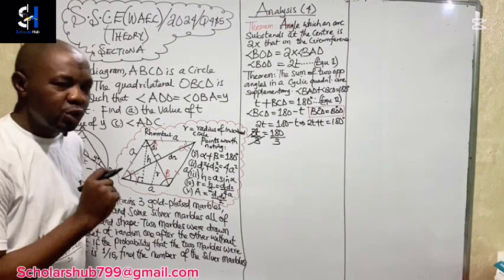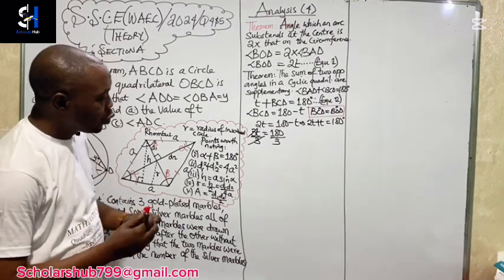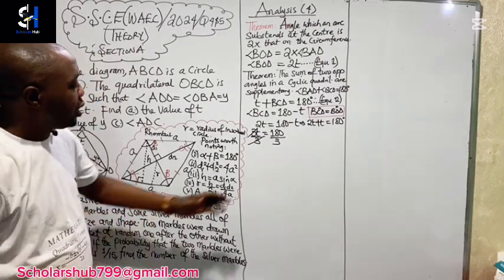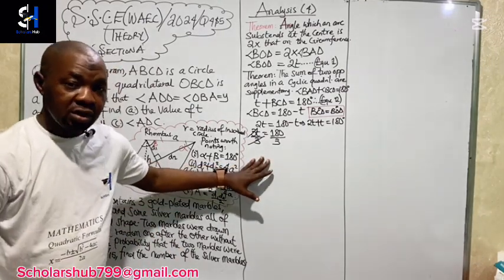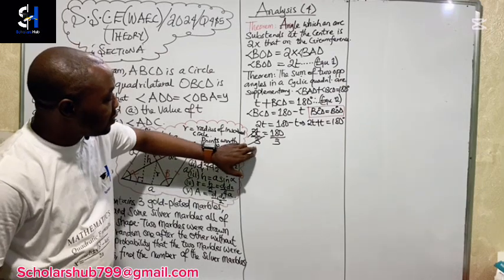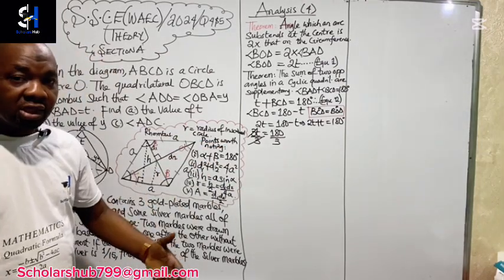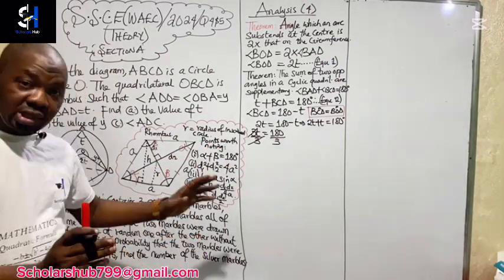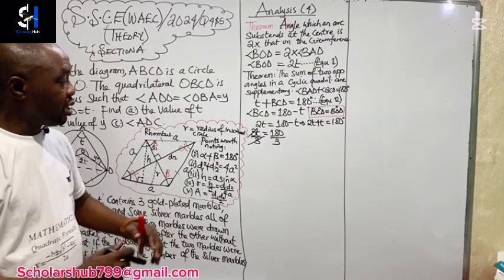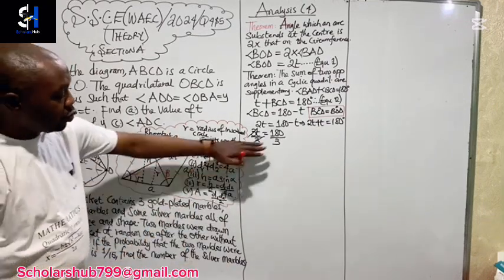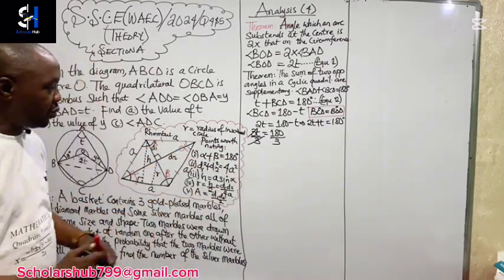Now, you must state your reason when you want to divide both sides. You must state your reason. Why are you dividing both sides by the same number? Okay, but in this case, it is important because of the space. Let's manage the space on the board.